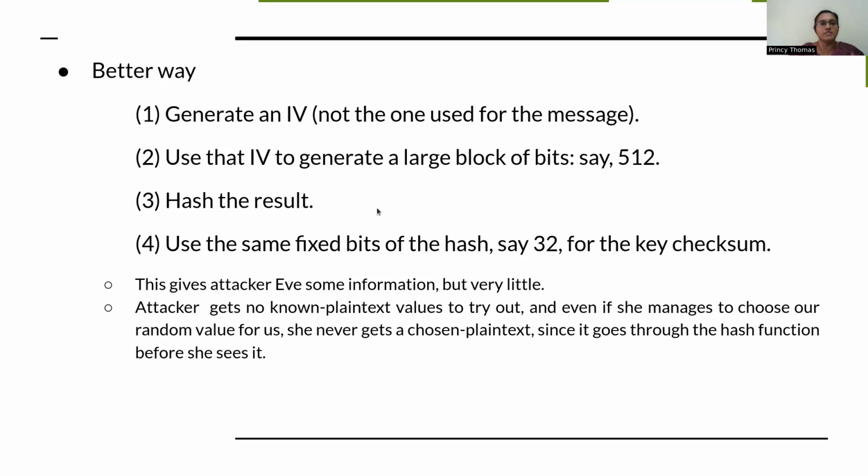So a better way of checking the decryption key is, first, generate an initial value, and it should not be the same one used for the message. Use this initial value to generate a large block of bits, say 512 bits, by some process. Hash this result and use a fixed number of bits of the hash, say 32, as the key checksum.